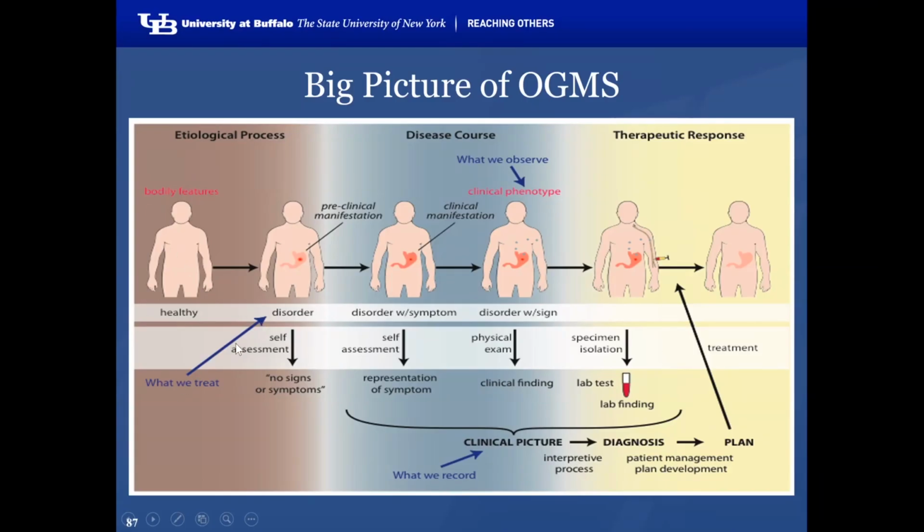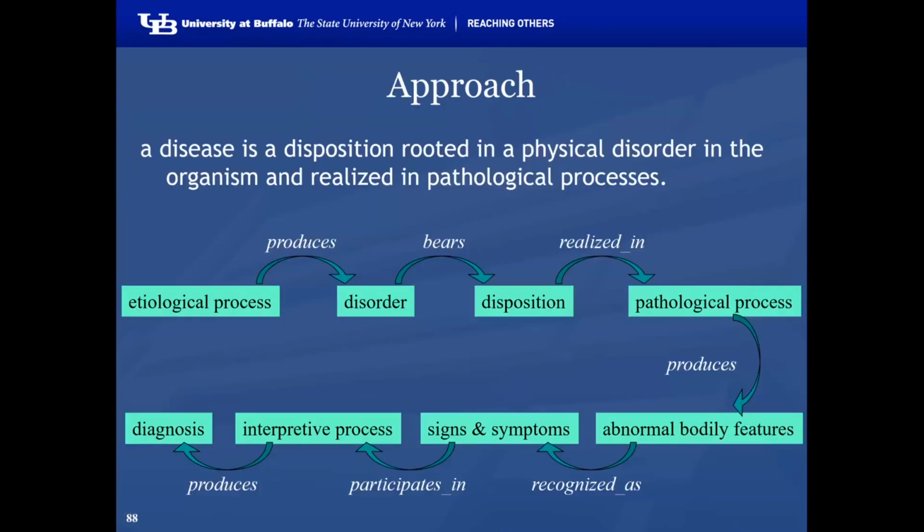parts here are divided by this blue barrier, because what we mean here, okay, here you have reality, okay, and here you have the representations, okay. Clinical pictures, the diagnosis, and the plans, they are actually representations of what is the case or has been the case at the level of the patient. So the main part of the OGMS is actually the distinction between disease and disorder.